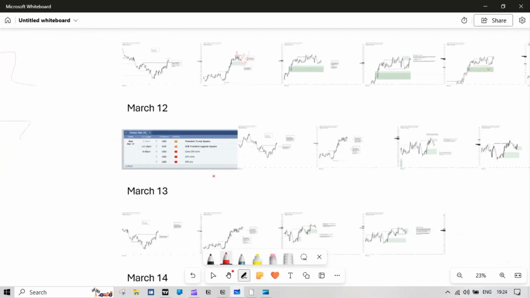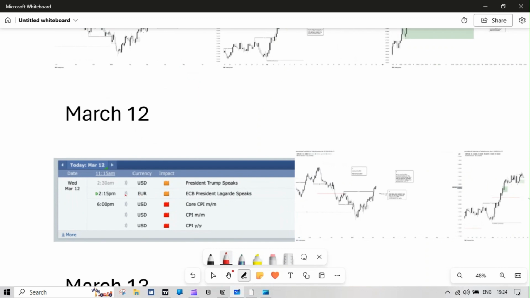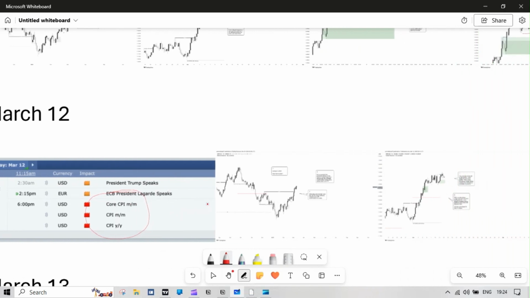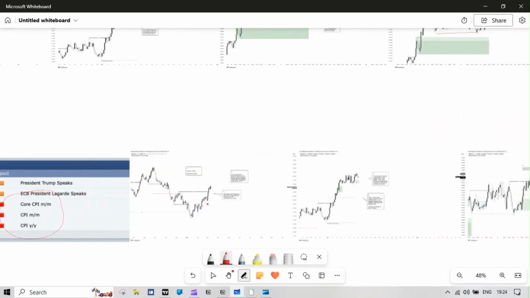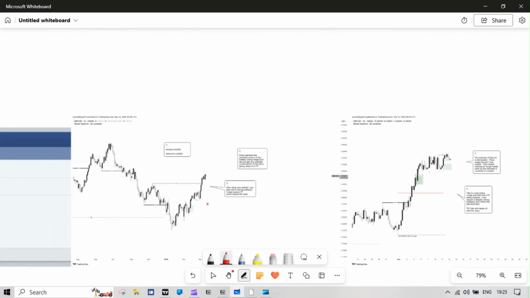So coming on to March 12th, where I got the break-even trade. This is where the CPI struck at 6 p.m. So 6 p.m. is IST, Indian Standard Time. If you convert that into GMT plus one, that would be 12:30 p.m. GMT plus one. So yeah, moving on to what happened on March 12th.